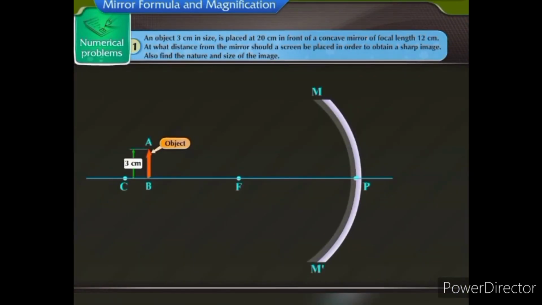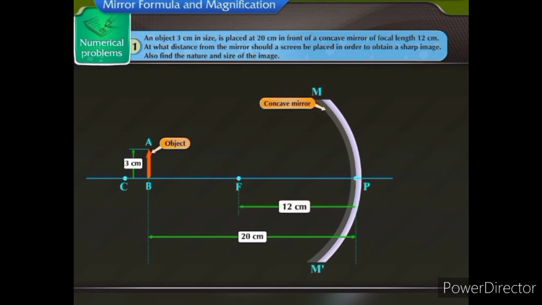Numerical problems. 1. An object 3 cm in size is placed at 20 cm in front of a concave mirror of focal length 12 cm. At what distance from the mirror should a screen be placed in order to obtain a sharp image? Also find the nature and size of the image.